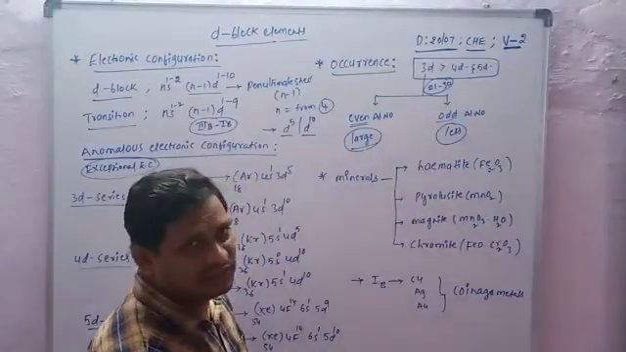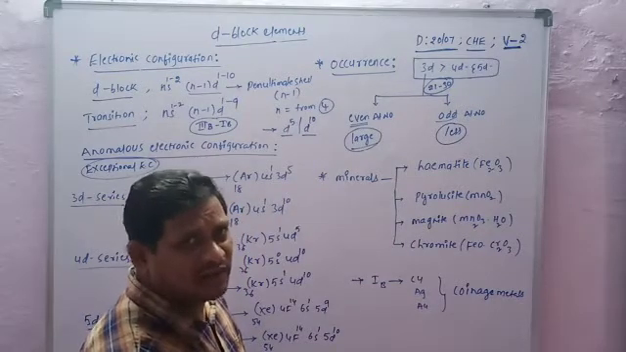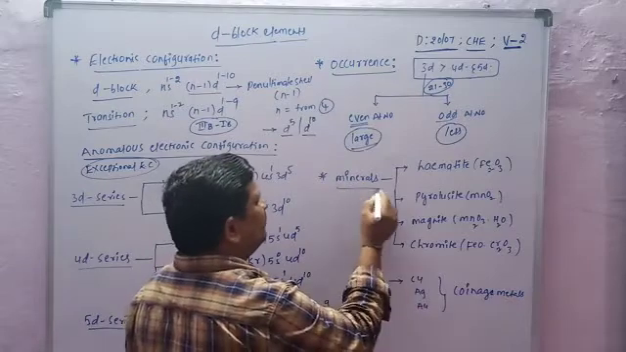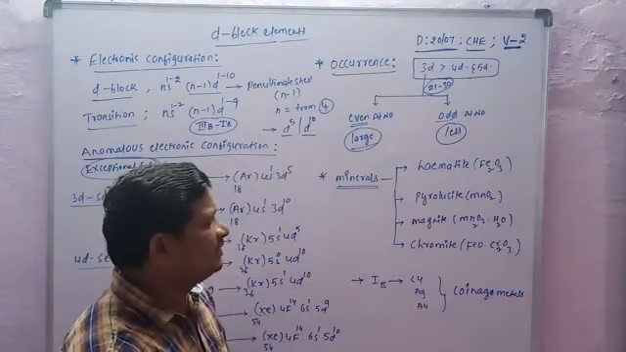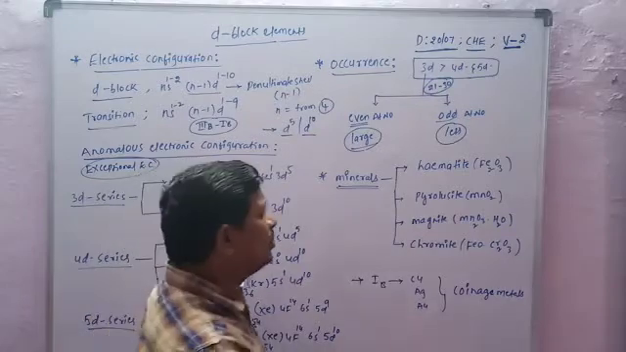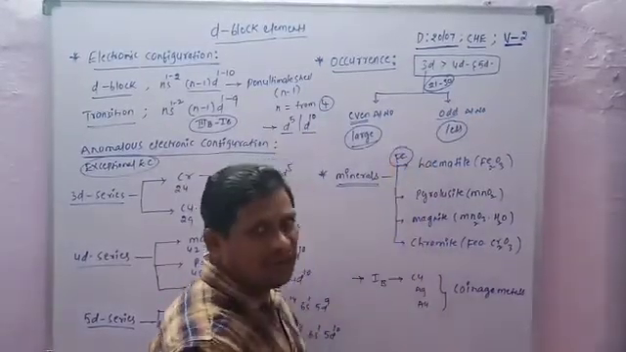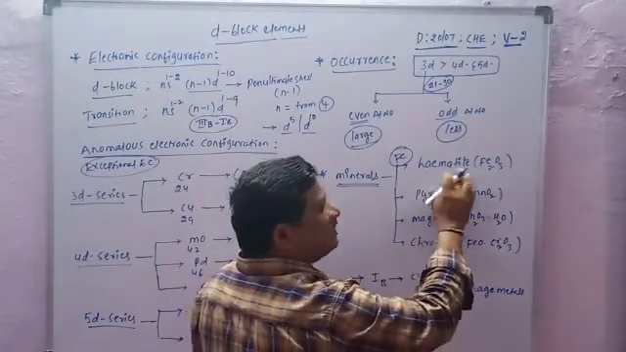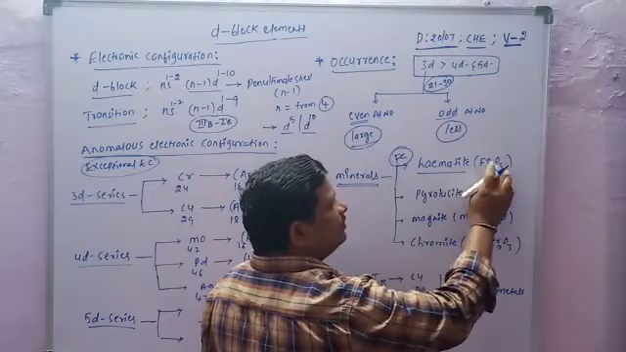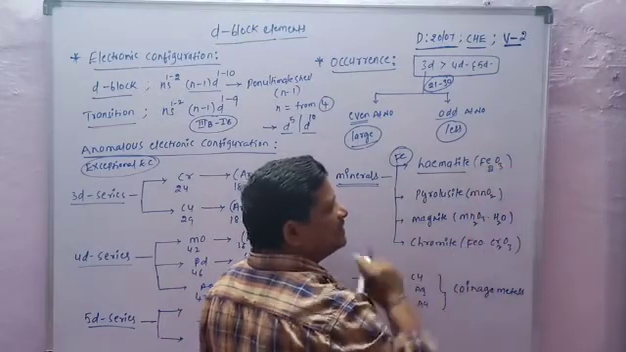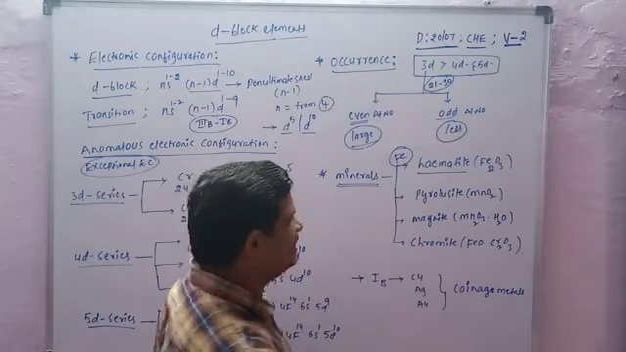Generally, d-block elements or transition elements are available in the form of minerals. For iron, Fe, the important iron mineral is hematite. That is hematite, Fe2O3. Hematite is Fe2O3.